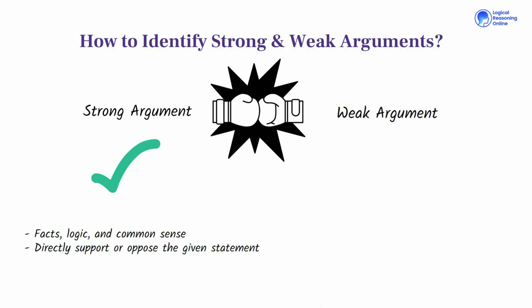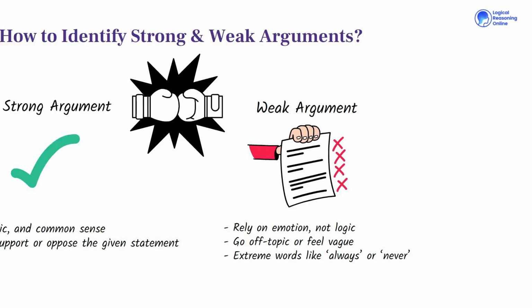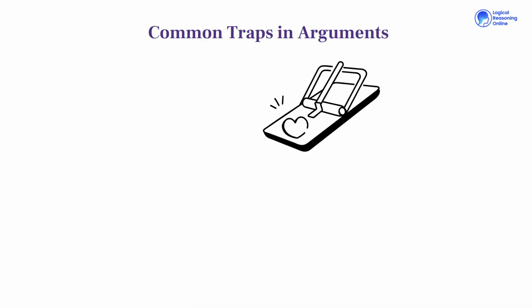Now, what about the weak arguments? They rely on emotions and not logic. They go off topic or feel vague. They use extreme words like always or never, but without any proof. Now, watch out. Exams love to trick you with arguments that sound strong but really aren't. Here are a few common traps.